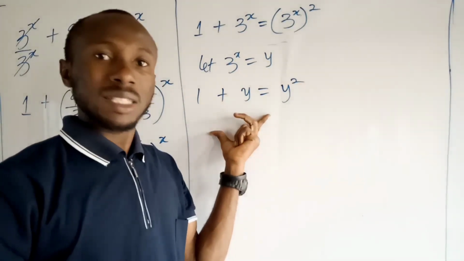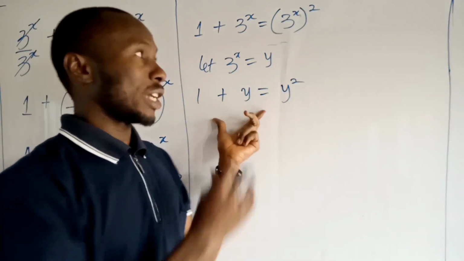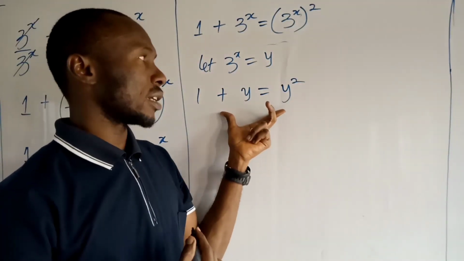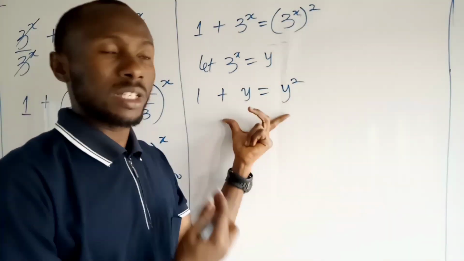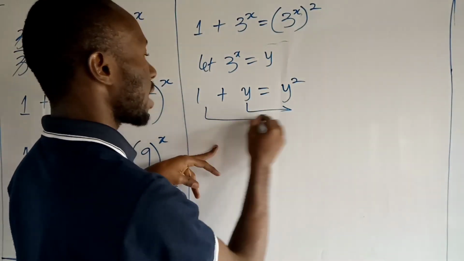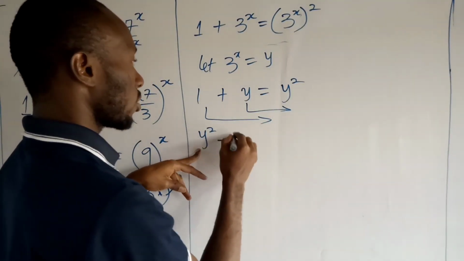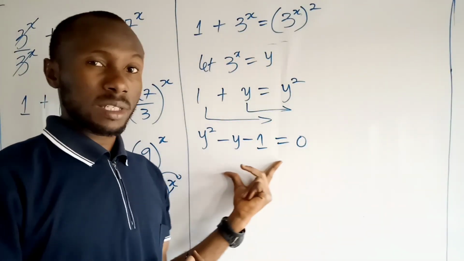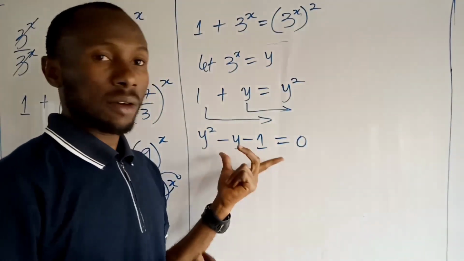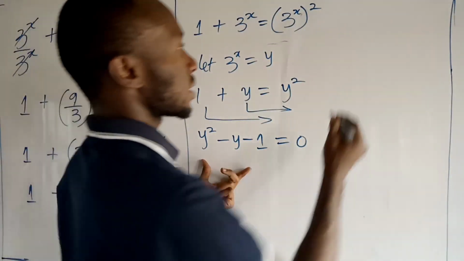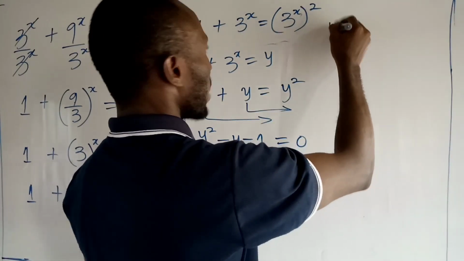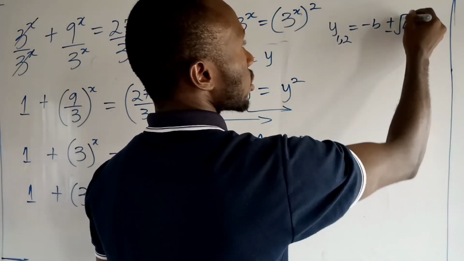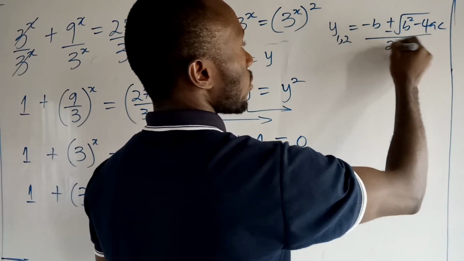Now we have a quadratic equation, and that's why we are doing all of this substitution, because it's going to lead us to a quadratic equation. The next thing we're going to do is to solve this. Let me arrange this quadratic equation in standard form. So I'll take these terms to this side, so I have y squared minus y minus 1 is equal to 0. And you can see that this quadratic equation is not factorizable, so I'm going to solve it using the quadratic formula. Now, the quadratic formula gives us y1,2 is equal to minus b plus or minus the square root of b squared minus 4ac, all over 2a.